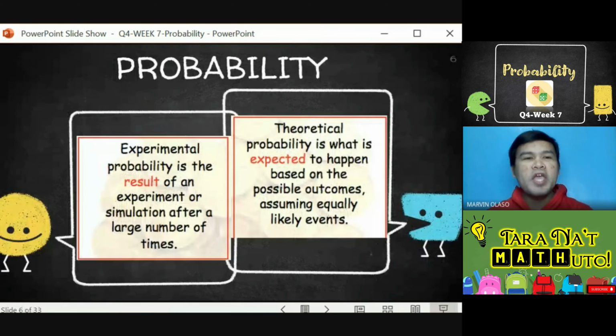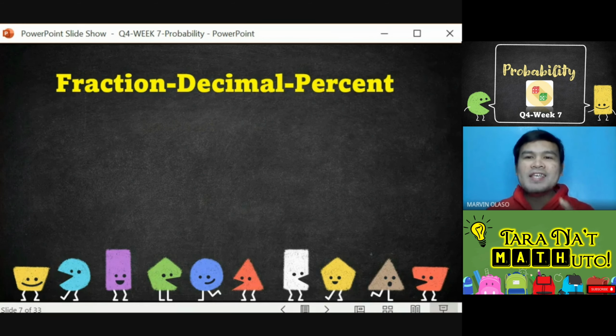Ano-ano yun? We have the experimental probability. It is the result, ayan, of an experiment, of course, or simulation after a large number of times. Pag sinabi naman nating theoretical probability, it is what is expected na natin to happen based on the possible outcomes, assuming equally likely events. Now, since we will be talking this topic, I want you to go back and review the relationship of these 3 concepts: fraction, decimal, and percent.